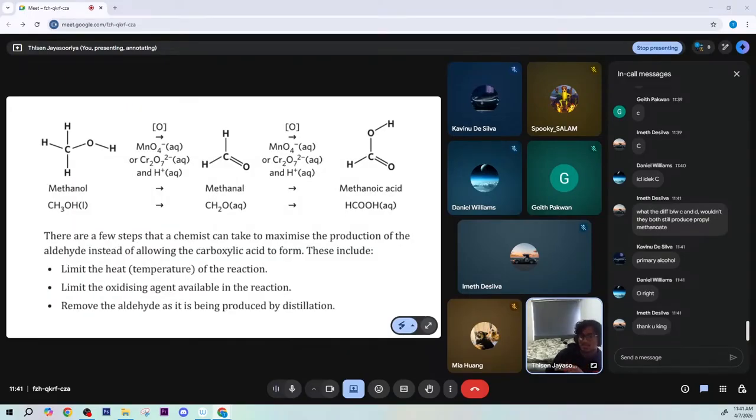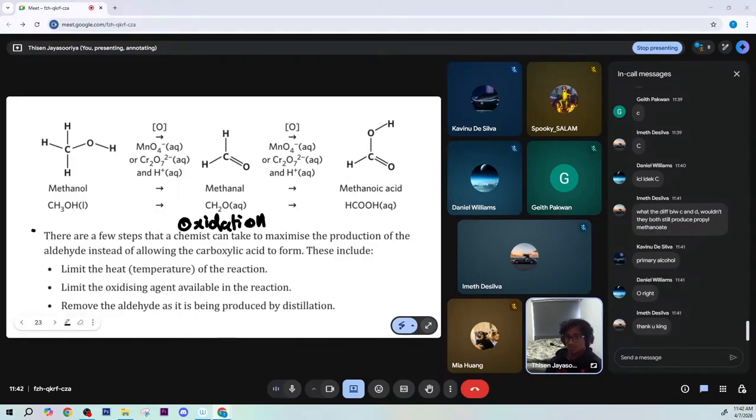So we have this reaction. This is called an oxidation. Essentially, there are two steps to this. This is the oxidation of a primary alcohol. The oxidation of a primary alcohol becomes an aldehyde. And then afterwards, this aldehyde can be further oxidized into methanoic acid, yeah?